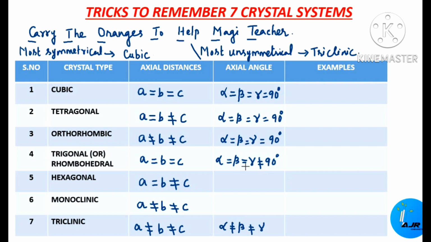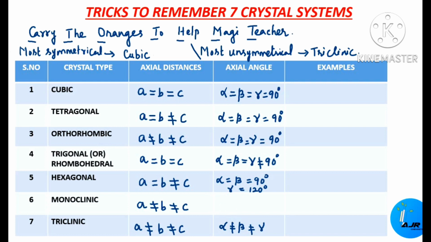So alpha is equal to beta is equal to gamma, which is not equal to 90 degrees. Understood, students? And next we shall go for the hexagonal. In hexagonal, alpha is equal to beta is equal to 90 degrees, but gamma is equal to 120 degrees. See, alpha is equal to beta is equal to 90 degrees, but gamma is not equal to 90 degrees, but rather it is equal to 120 degrees.